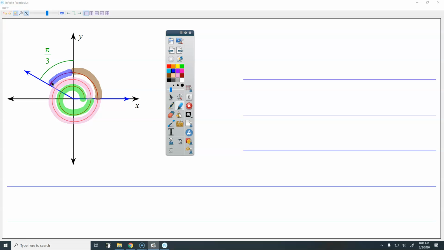So we have 4 pieces we need to add together. The green, pink, brown, and blue. Okay? So, here we go. The green we said was 2 pi. The pink we said was 2 pi. The brown is pi over 2. The blue is pi over 3. So we got to add all that together.